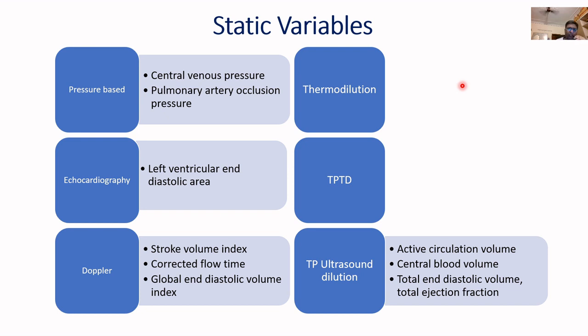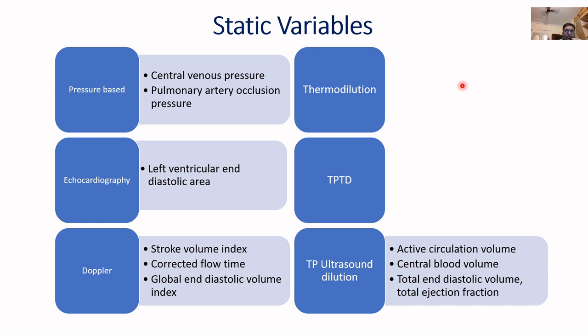And there is, based on the same principles, transpulmonary ultrasound dilution also, where you can give 1 ml of saline bolus and measure the difference in the ultrasound waves in the various parts, and it gives us active circulation volume, central blood volume, total end diastolic volume, and has its own applications. In refractory shock cases, we may have to use these modalities.